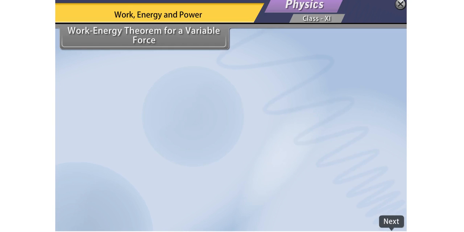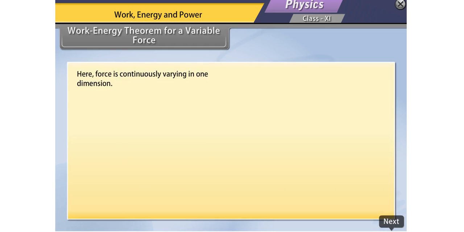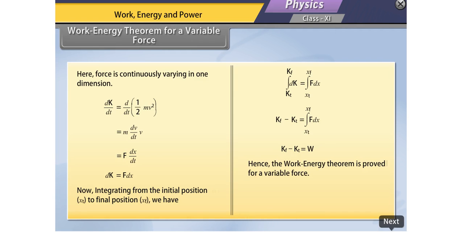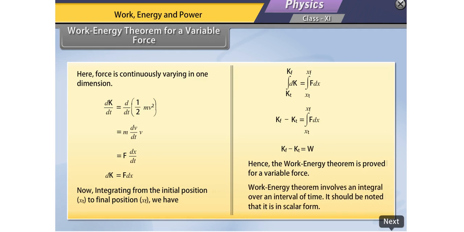Work energy theorem for a variable force. Here, force is continuously varying in one dimension. By calculating dK by dt equal to d by dt of half mv square, we get dK upon dt is equal to F into dx by dt, which gives dK is equal to F dx. Now, integrating from the initial position xi to the final position xf, we have Kf minus Ki equals work. Hence, the work energy theorem is proved for a variable force. The work energy theorem involves an integral over an interval of time. It should be noted that it is in scalar form.